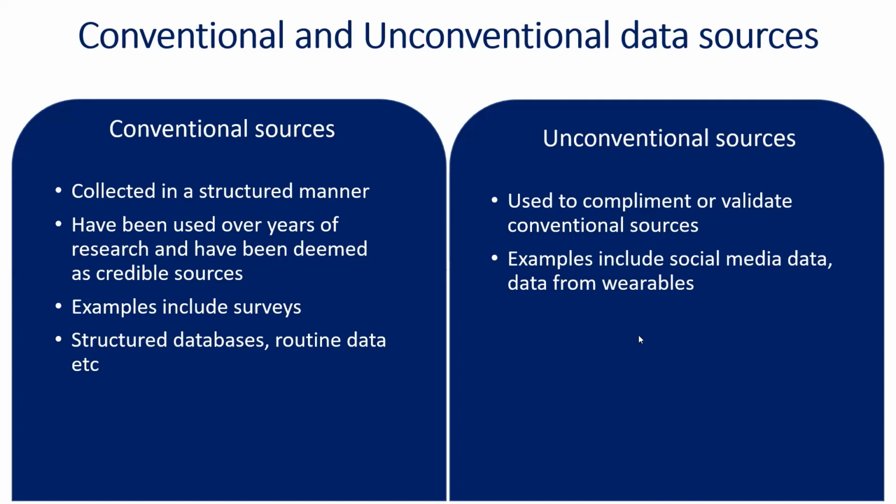On the other side, we have unconventional data sources. These are data sources that are emerging with the data revolution. We are finding that there are other sources of data other than what we know as the normal data sources. Most of these unconventional sources are used to either complement or validate conventional sources. A few examples are social media data, which we'll be looking at today, and data from wearables.